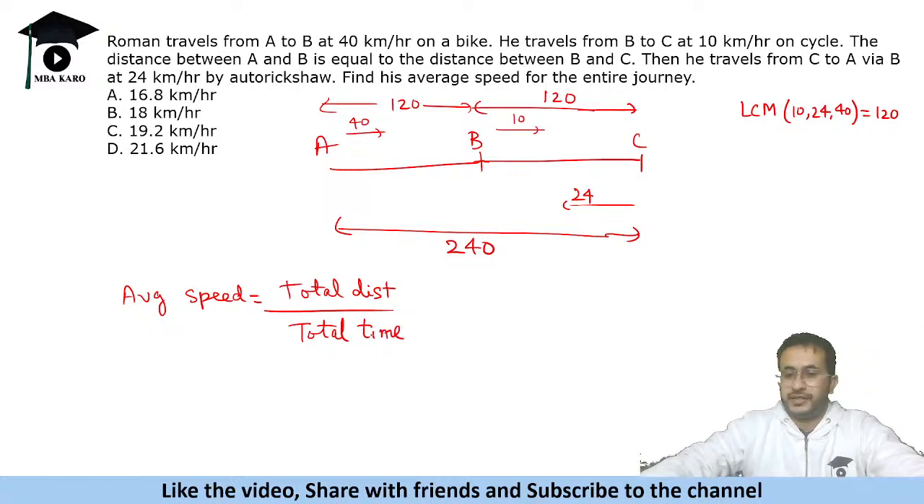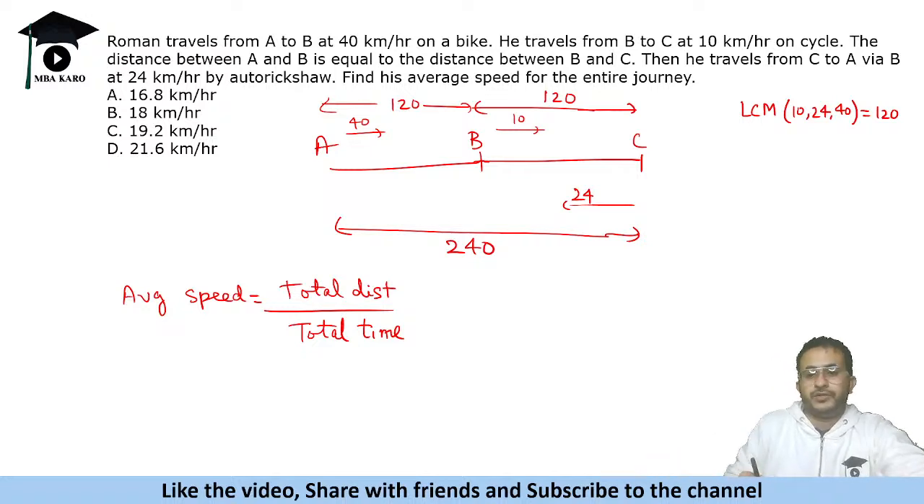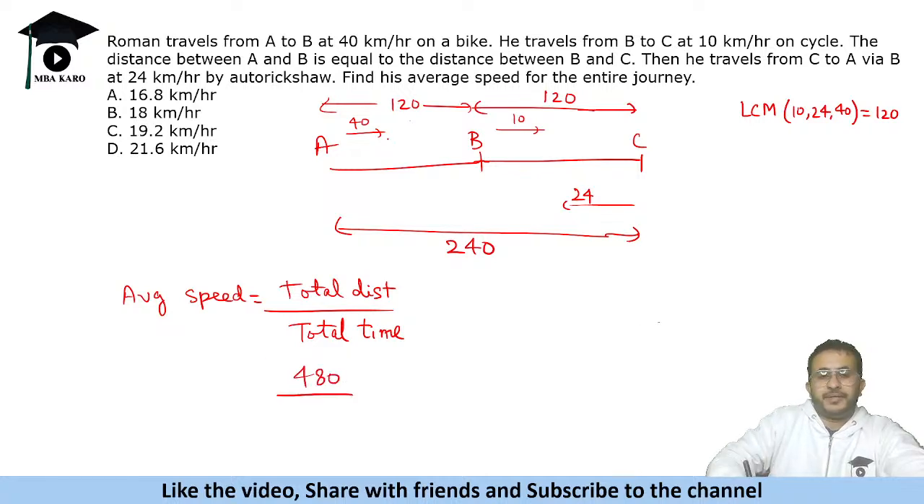That's how we calculate the average speed of a journey. Total distance is 240 plus 240, 480. Total time निकाल लेते हैं. Here you will take 3 hours 40. You will take 12 hours and 10 hours. So 3 plus 12 is 15 plus 10, 25.